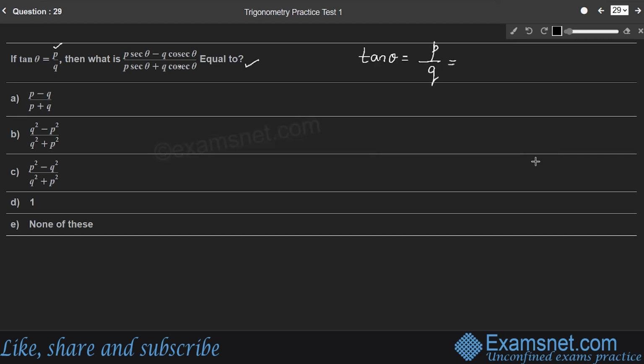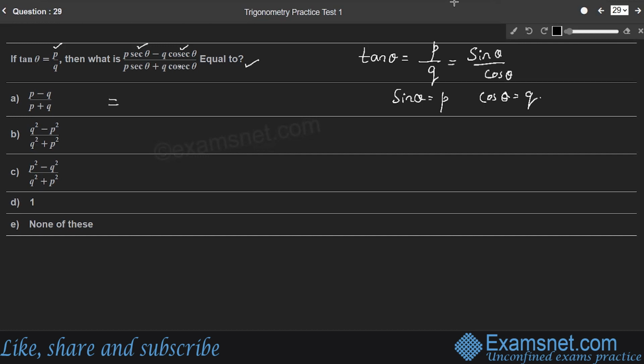So how do you write tan theta in terms of sine and cos? Tan theta is sine theta by cos theta, right? Therefore, sine theta is equal to P, cos theta is equal to Q. Why do we need sine and cos here? Because we can easily express secant theta and cosecant theta in terms of sine and cos, right? So therefore, we need sine and cos value.